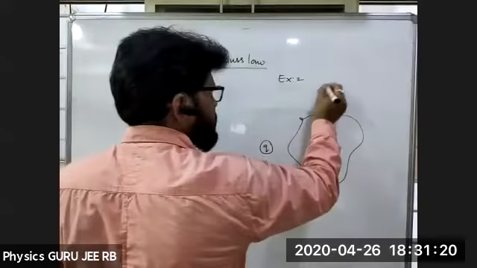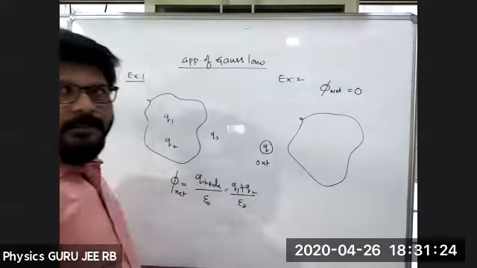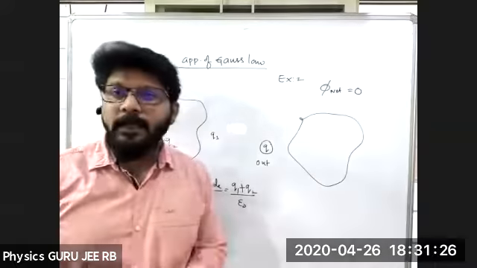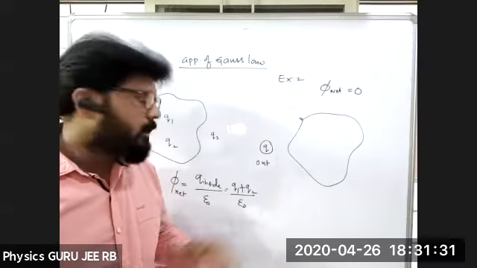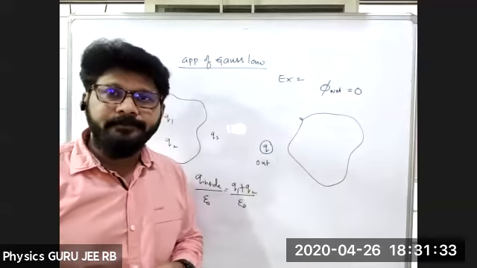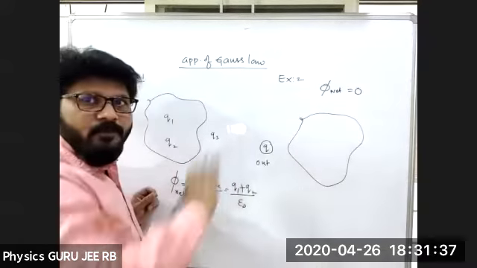Simply I can say net flux is 0. How can we prove the net flux through it is 0? How can we show the net flux through it is 0? Sure, let us see. Due to this, electric lines of force will be there.